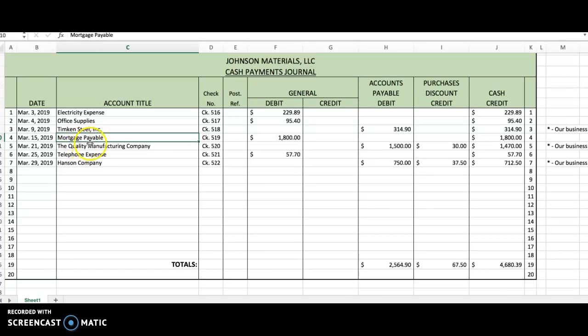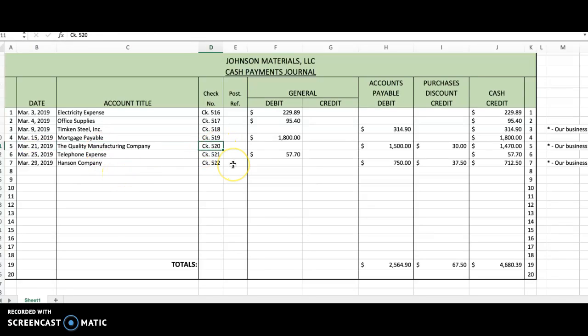So that is a separate account, and it has to be debited, in this case by $1,800, because it is going down. We are paying part of the liability, and that means that liability has to be debited and cash is credited. Normally, there would not be a purchase discount on a mortgage, nor would there be one up here on the expense that we paid. So that is not going to be used in this kind of a transaction. The next one, however, March 21, we paid the Quality Manufacturing Company.